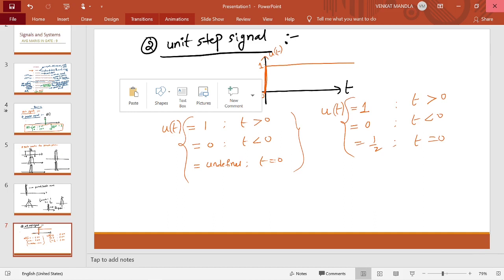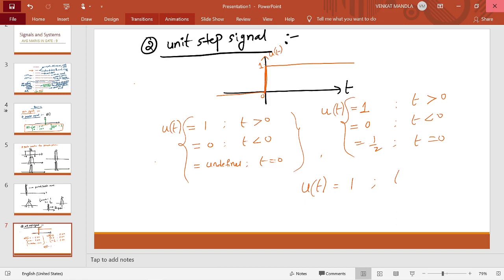You can take t equal to 0 as the average of 0 and 1, or one more definition is also possible. u of t equal to 1 for t greater than or equal to 0, and 0 for t less than 0. All these definitions are correct, because we are not interested in a particular value of t equal to 0 throughout our signals and systems.